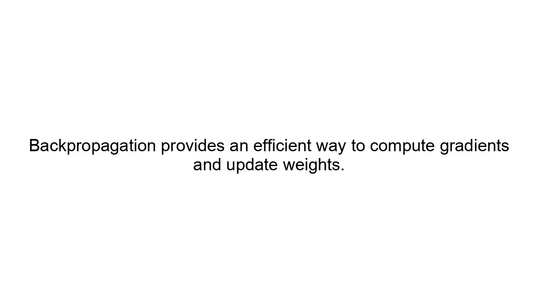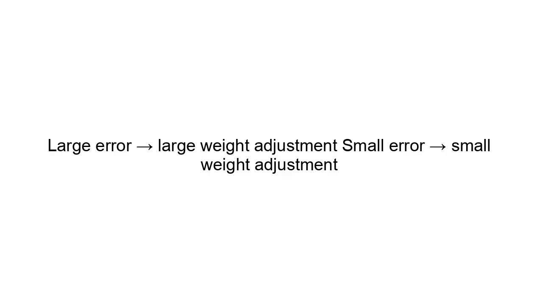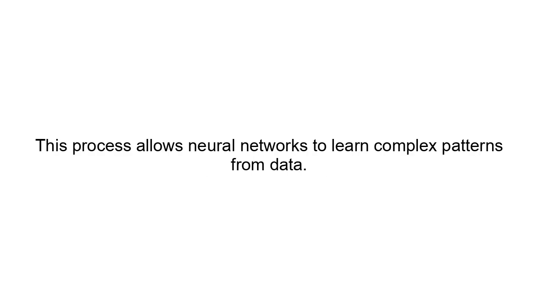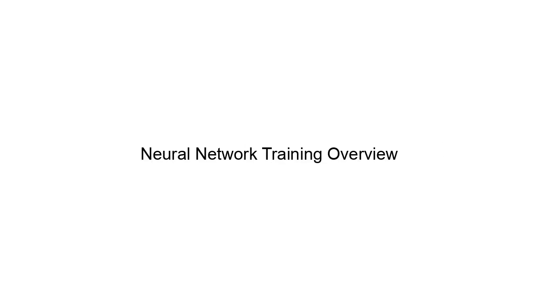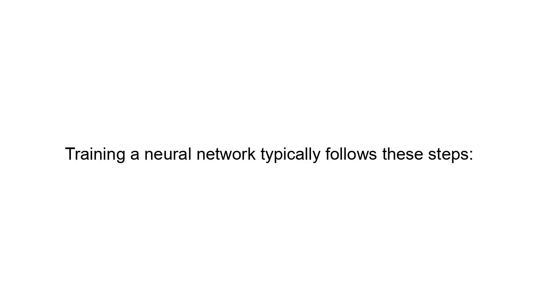Neural network training overview. Training a neural network typically follows these steps. Input data, down arrow, forward propagation, down arrow, prediction, down arrow, loss calculation, down arrow, backpropagation, down arrow, weight update. This process is repeated thousands or millions of times during training.